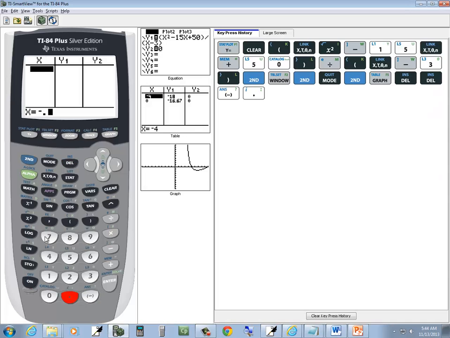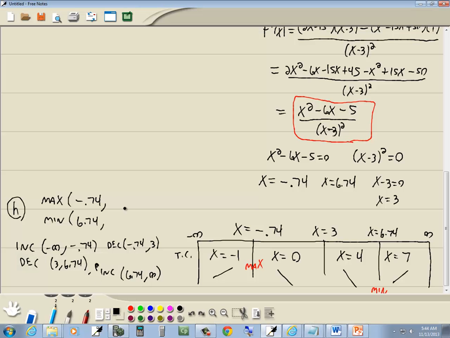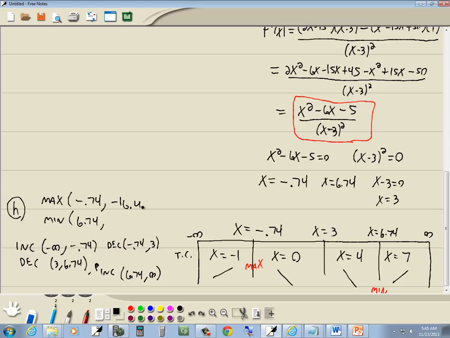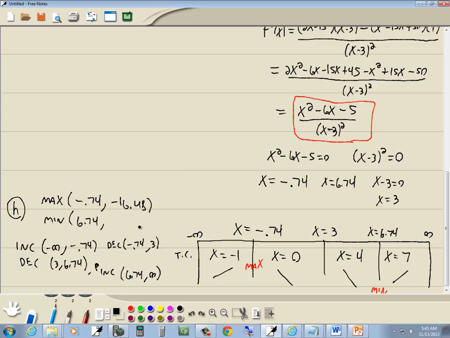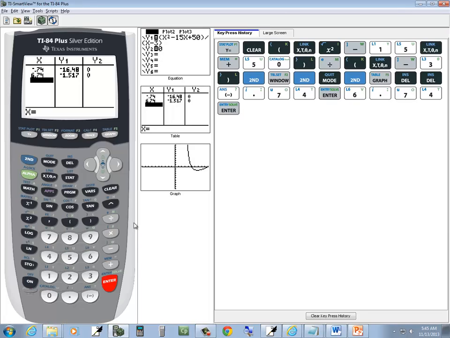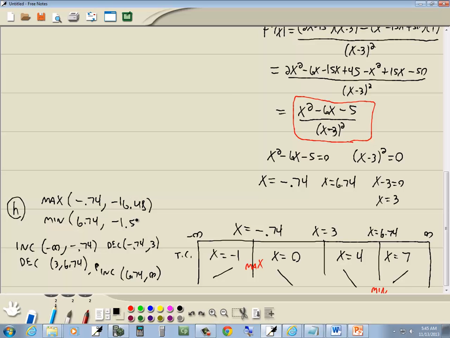We put in negative 0.74. Negative 0.74, enter. Negative 16.48. Now if we do our min, 6.74. 6.74. We get negative 1.52. And those would be our mins and maxes.